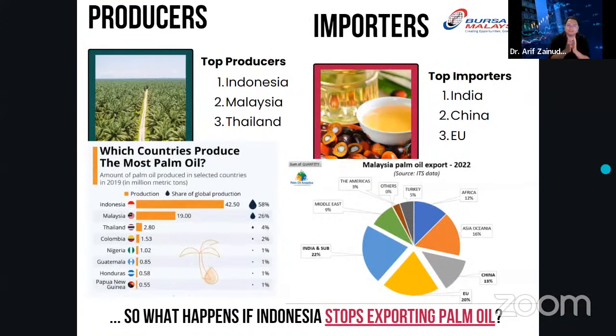So what happens if Indonesia stops exporting palm oil? What happens if Indonesia closes the market? The only one exporting CPO would be Malaysia. Who are the importers going to be buying from? They're going to be buying from us. When a lot of people who were supposed to be buying from Indonesia are now buying from us, what's going to happen to the price? The price will go up. Demand will be high, the price will be up.